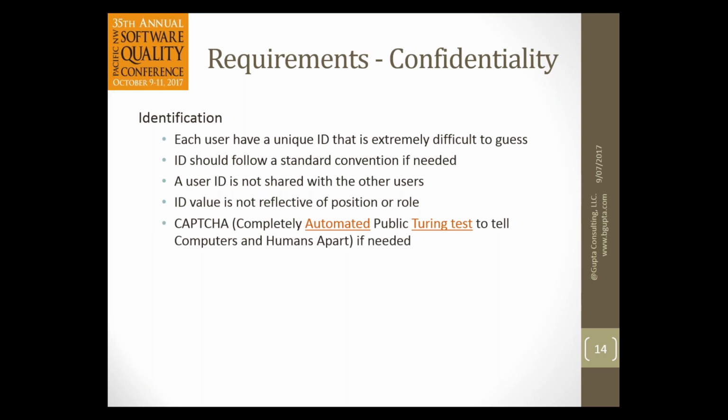And I have listed a few more requirements for identification here. User ID should not be shared with other users, and the processes, if important to hide, should not reveal the user ID. There is a captcha requirement which wants you to prove that you are a human being, not a robot, and that's becoming more and more popular nowadays. So there are a few requirements for identification.